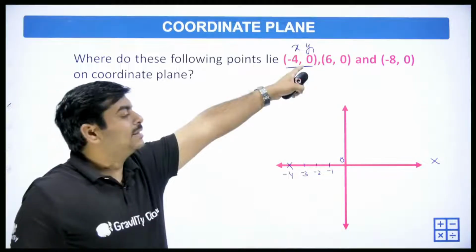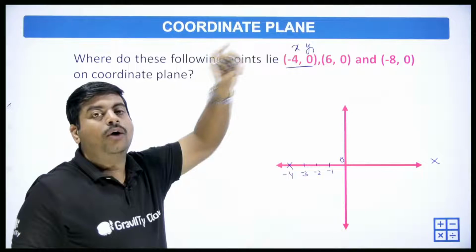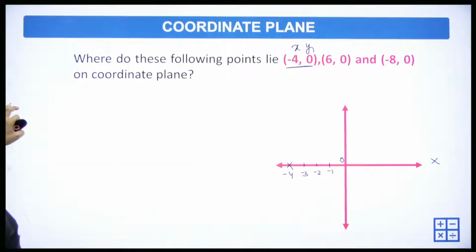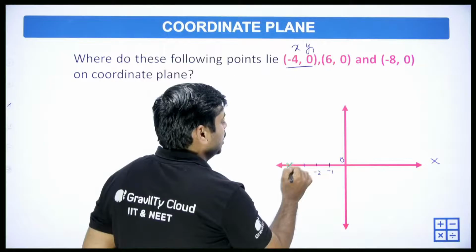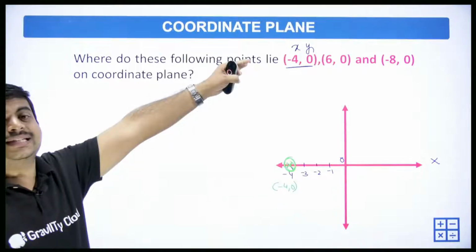On the y-axis, 0 means that we should not move anywhere along the y direction. So whatever we have obtained in the x position, this itself is the point -4, 0. And now about 6, 0. Okay, 0, 1, 2, 3, 4, 5, 6. So this point is 6 comma 0, correct?